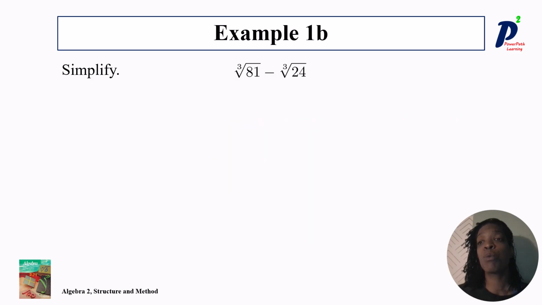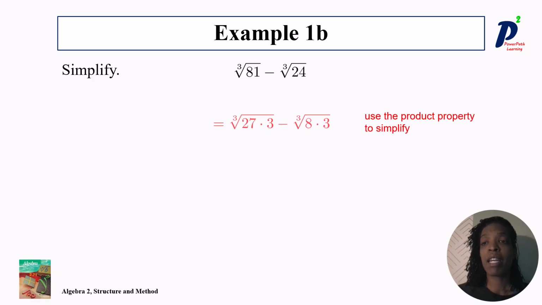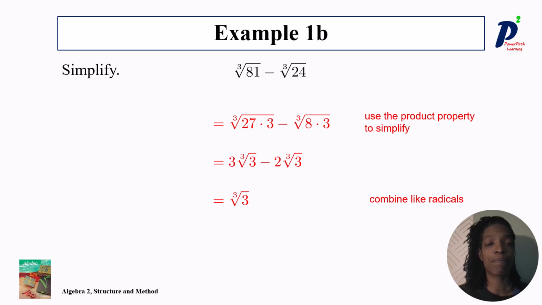We're asked to simplify the cube root of 81 minus the cube root of 24. First, I write my numbers under the radical as a perfect cube times another factor to use the product property to simplify, similar to the last problem. Next, I'll combine my like radicals to get the cube root of 3.